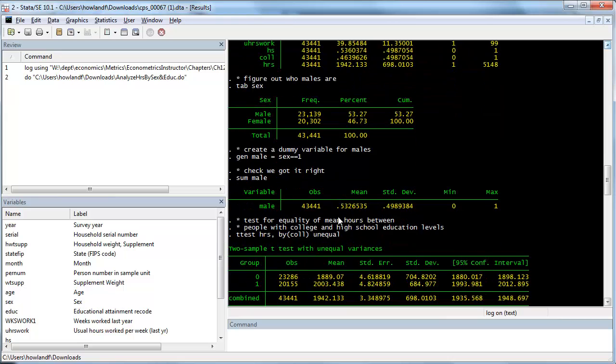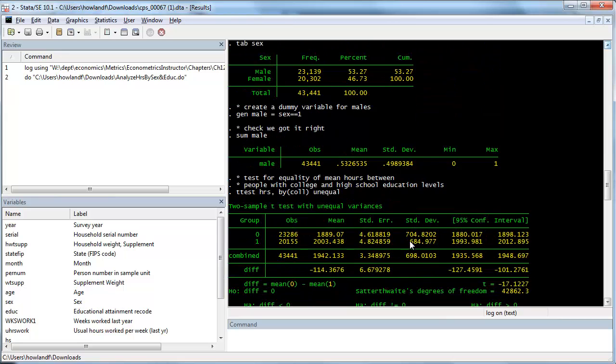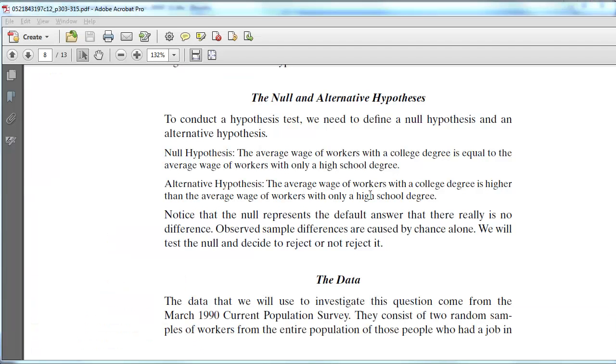Okay. Now, here comes the work. We're going to do a t-test. We're going to test for the equality of mean hours between people with college and with high school education levels. And I need to turn back to our text to talk about what's going on. Okay, so here's the textbook.